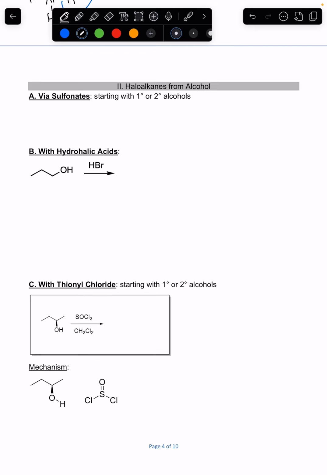Now, another very similar situation: if you need alcohol to be a good leaving group, you could turn them into halogens, haloalkanes from alcohols. One way we could do that is through what we just did. So let's say you want to turn this into a halogen. One of the things you could do is tosylate it, right?